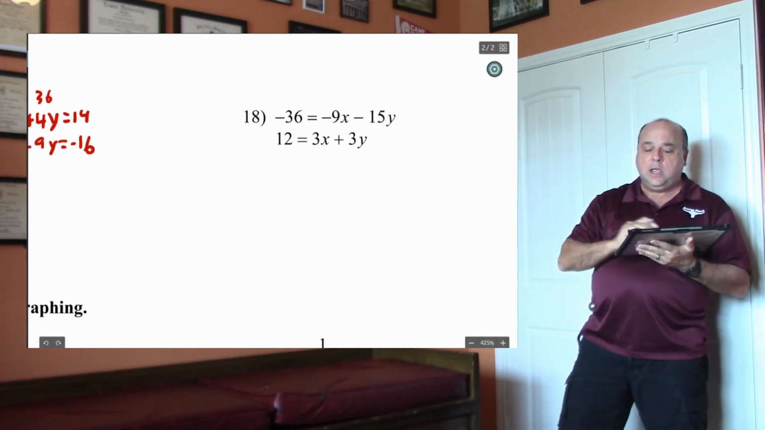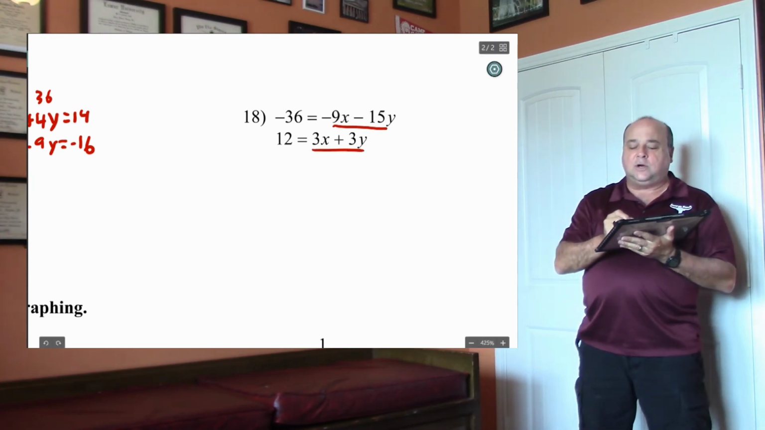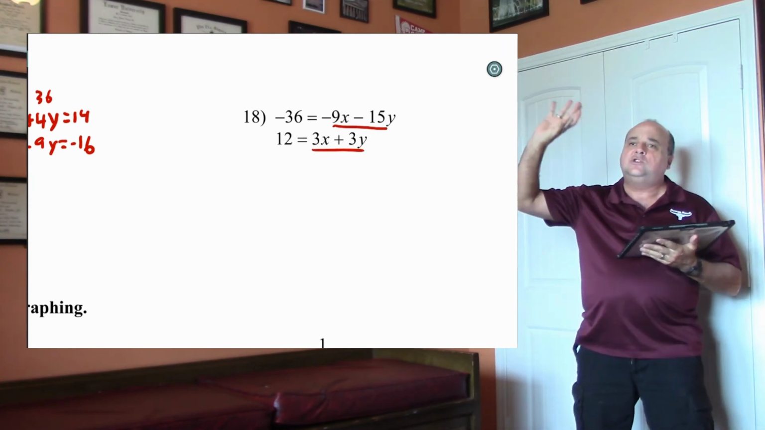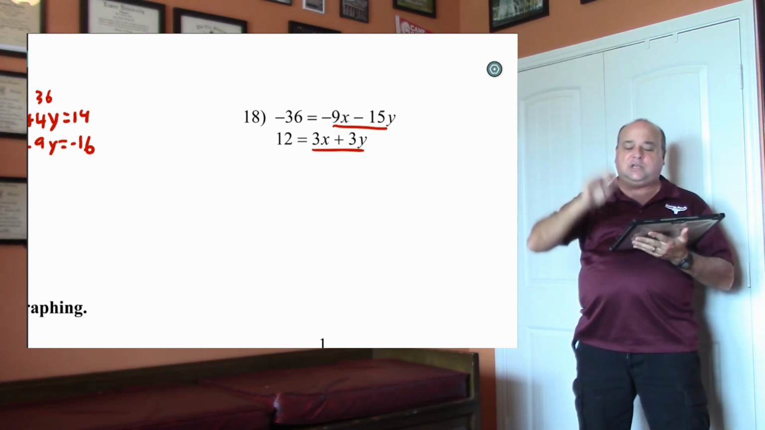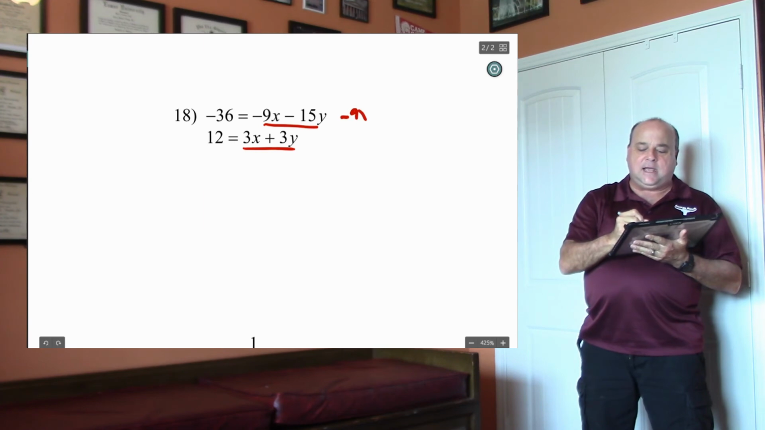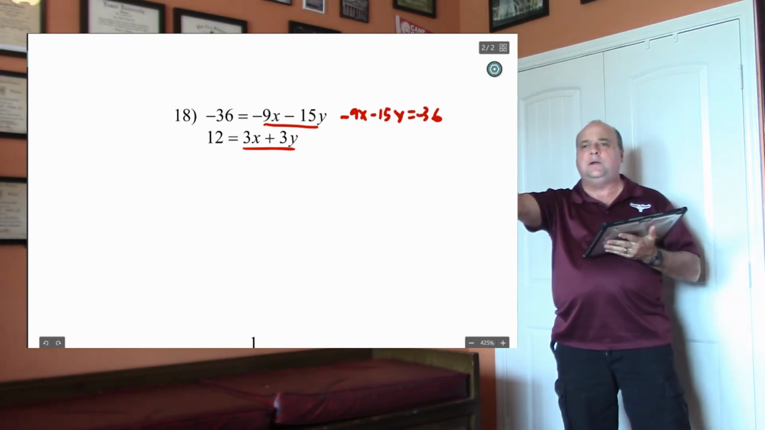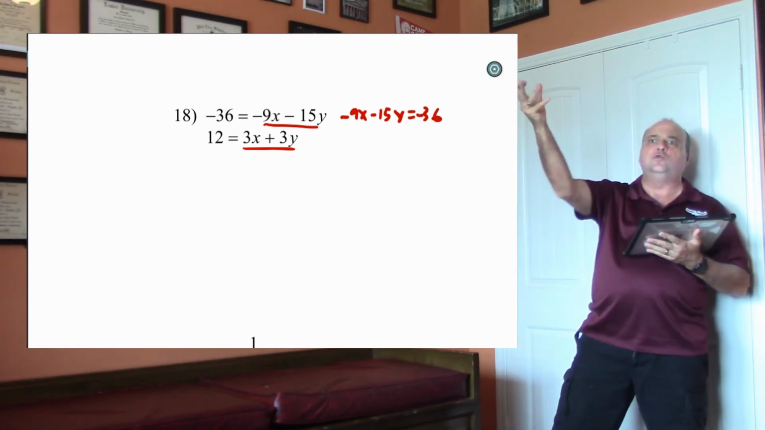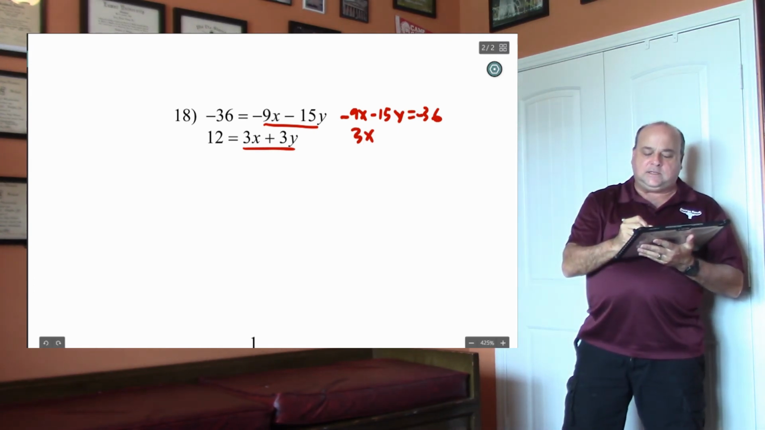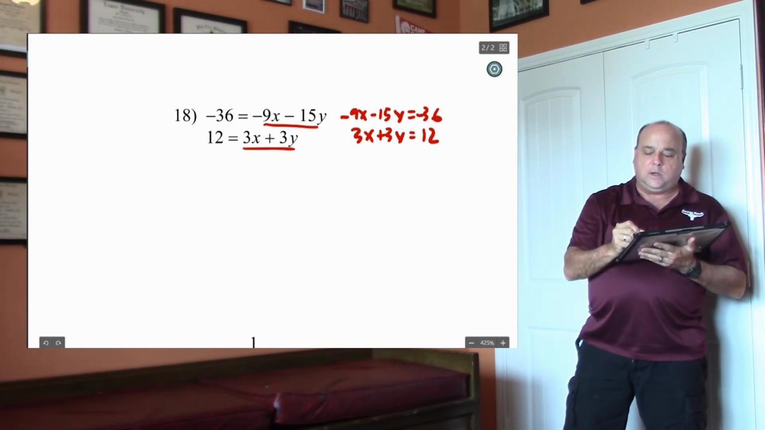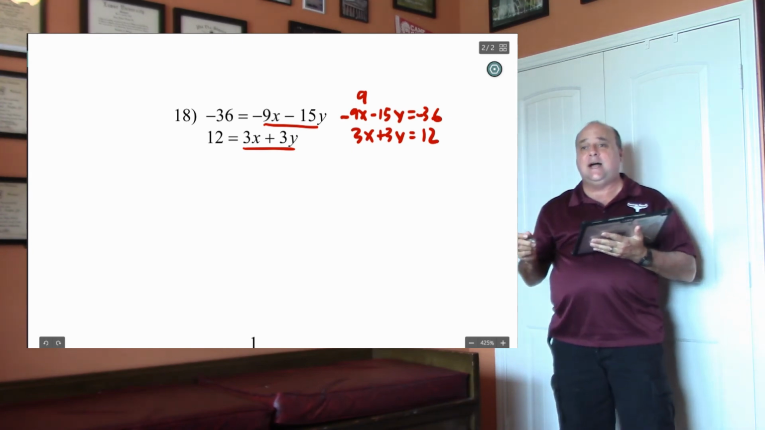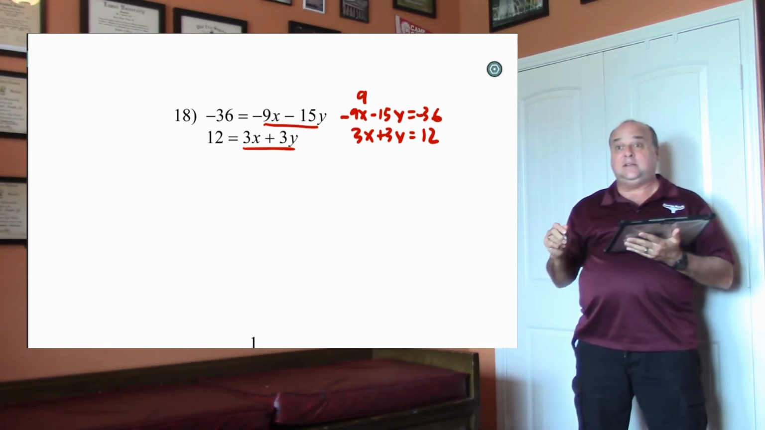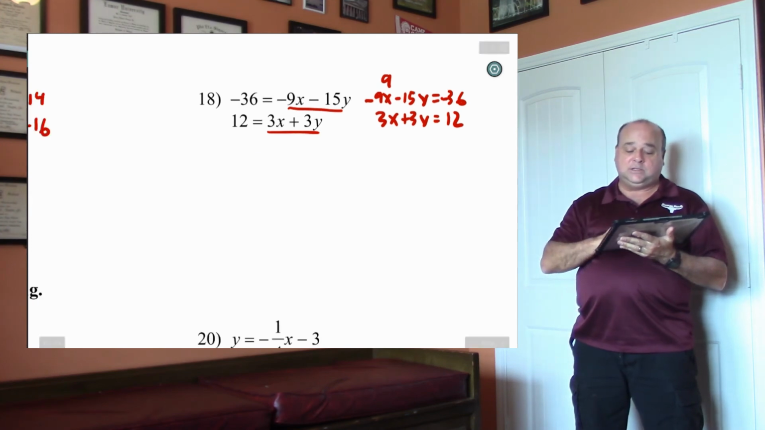Let's go to 18. Notice on 18, the x's and y's are in the right order, but they're on the opposite sides. So flip that whole thing around, and if you rotate the whole thing around, you don't have to change signs. So negative 9x minus 15y equals negative 36. You're just flipping it around. And then 3x plus 3y equals 12. Now I would probably eliminate the x's here because the x's eliminate with a 9. And you only have to multiply the bottom equation, don't you? So that's going to be pretty simple.